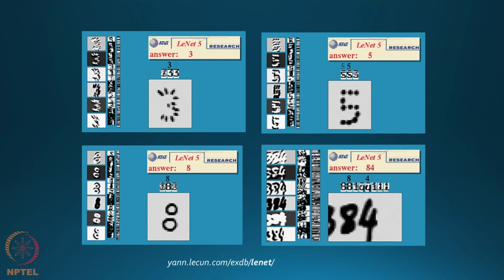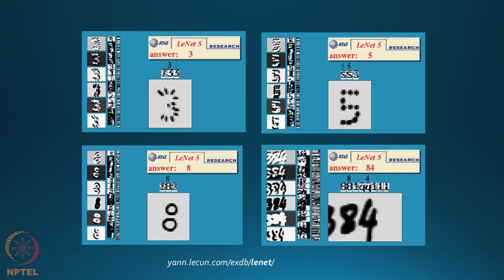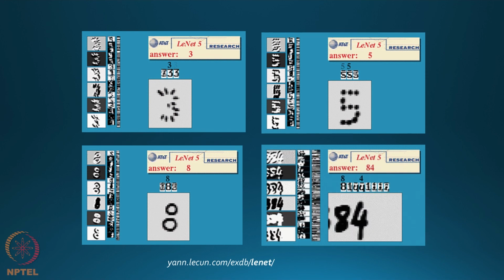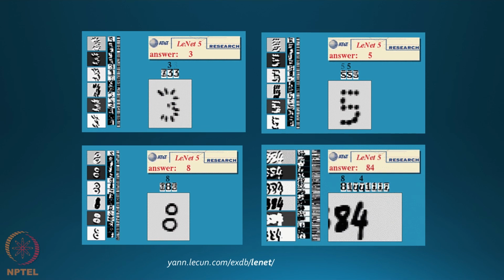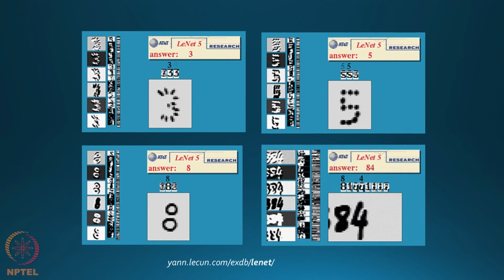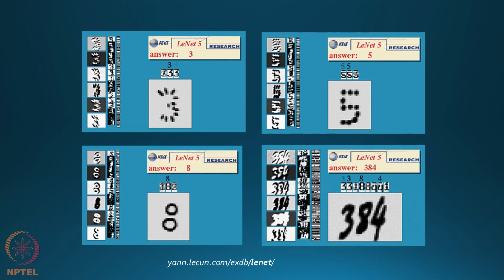So, for example, there is a 3 which is written using small slashes, small strokes, and 5 which is written using lots of dots, and 8 is written as a combination of 2 circles. In all these cases the network is able to recognize the character correctly. So, this shows that the network seems to generalize very well to complicated cases, just as humans would generalize.